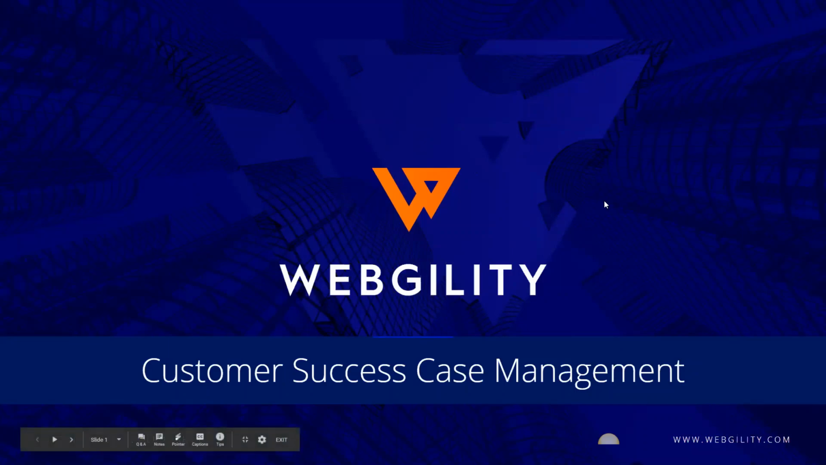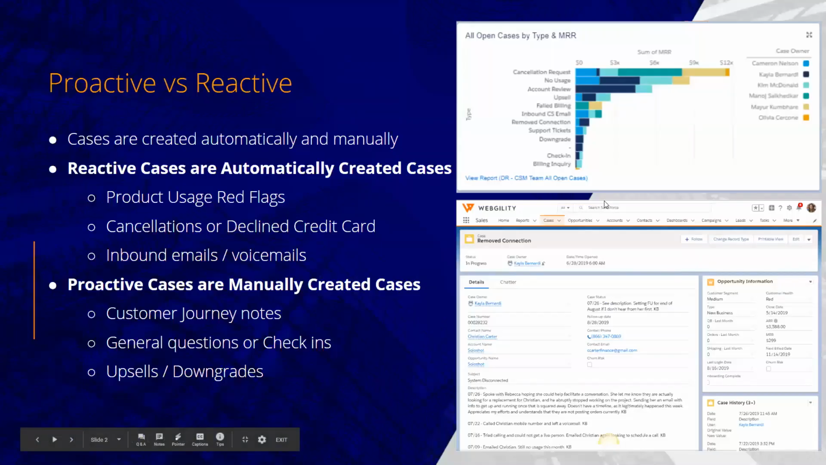Let's dive right in. So cases are both proactive and reactive. Now, I mentioned in our metrics training that our role is very proactive, but there's still a reactive piece to it. The proactive piece to our job is kind of intertwined with the reactive piece. Now, I'll explain kind of what that means. So, cases are created automatically, and they're also created manually. The reactive cases are the automatically created cases.